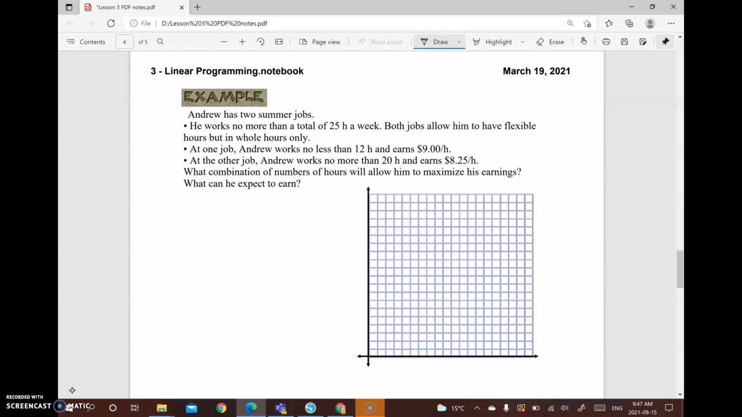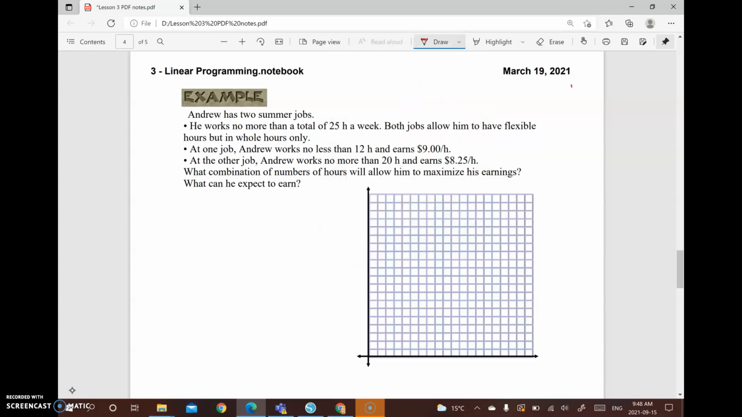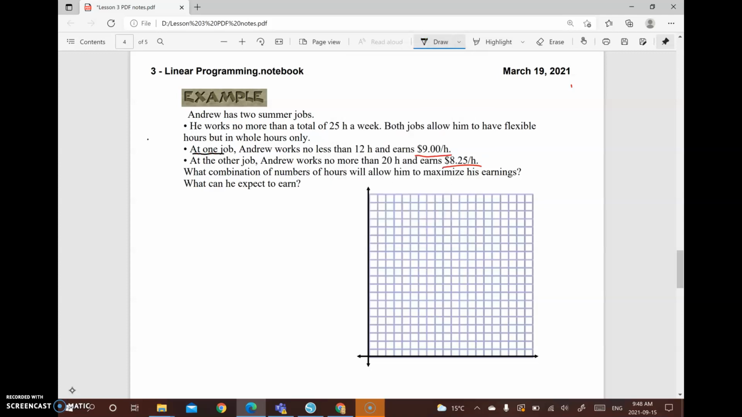So we have to figure out what my objective function is going to be and figure out what my constraints are. So I'm going to go ahead and underline what information we use for the objective function. I want to maximize his earnings, so I'm maximizing money. Here we have information on money, and here we have information on money. Constraints: at one job, Andrew works no less than 12 hours, and at the other, no more than 20. And at the top, it says he works no more than a total of 25 hours a week. So everything underlined in black is the constraints. In red will be used for the objective function.